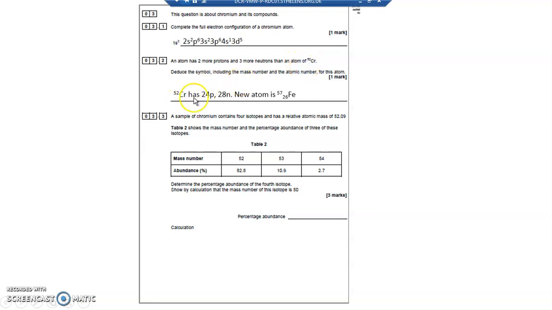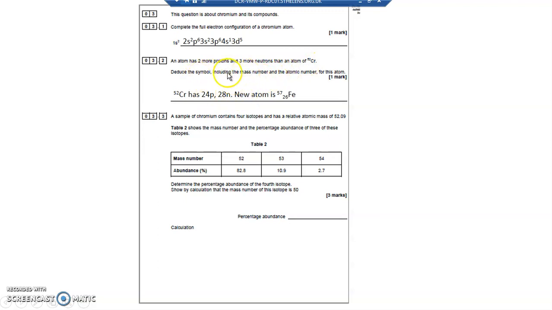So 52Cr, if you actually look up chromium, again I've said it's got 24 protons, so it's got an atomic number or a proton number of 24. So it's got 24 protons if you look it up in the periodic table. Here, by subtraction, 52 take away 24 will give you the number of neutrons, so it's got 28 neutrons.